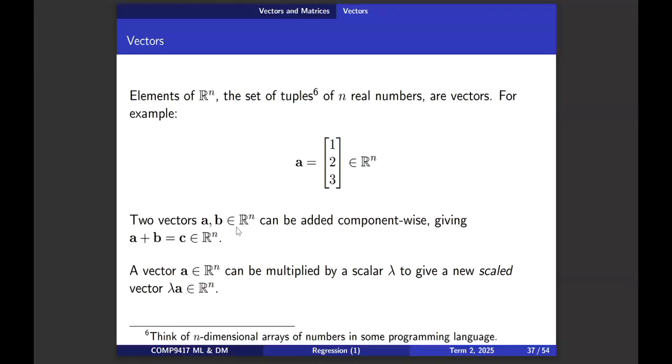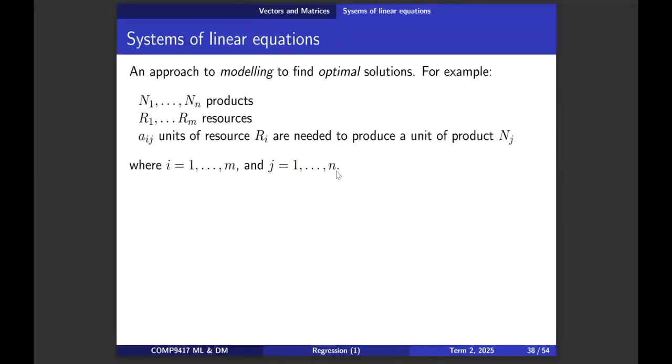So that's all you do, right? You take the scalar and multiply each of the components, and then you get a new vector, which is also in the same space, Rn. Now, to anticipate the derivation for multiple regression, I need to go more quickly.